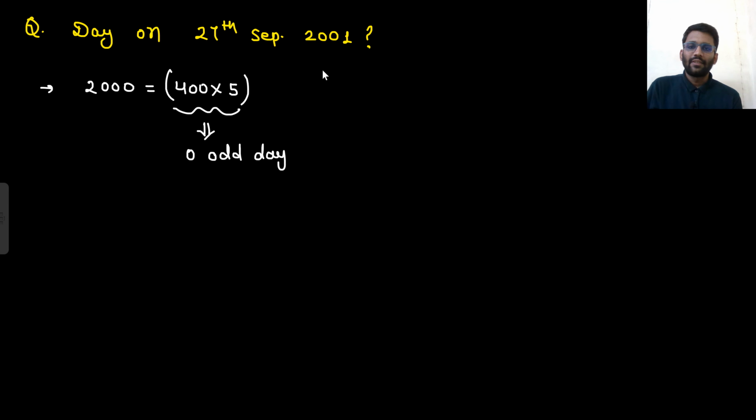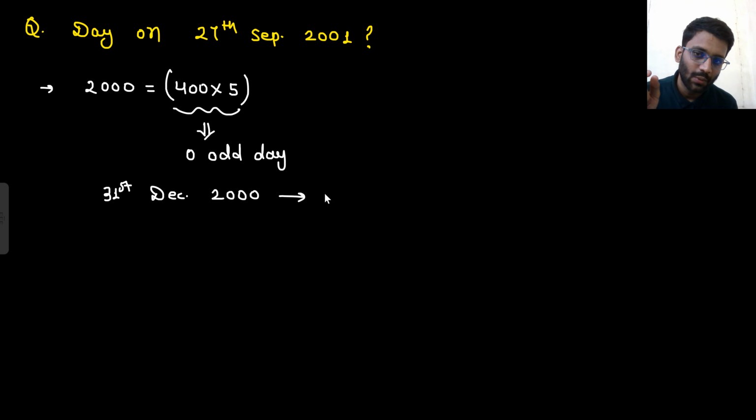Now, 27th September 2001. So 0 odd days, what does that mean? That till 31st December 2000, you are having 0 odd days, and you need to go till 27th September 2001. So first you will go through January, 31 days.